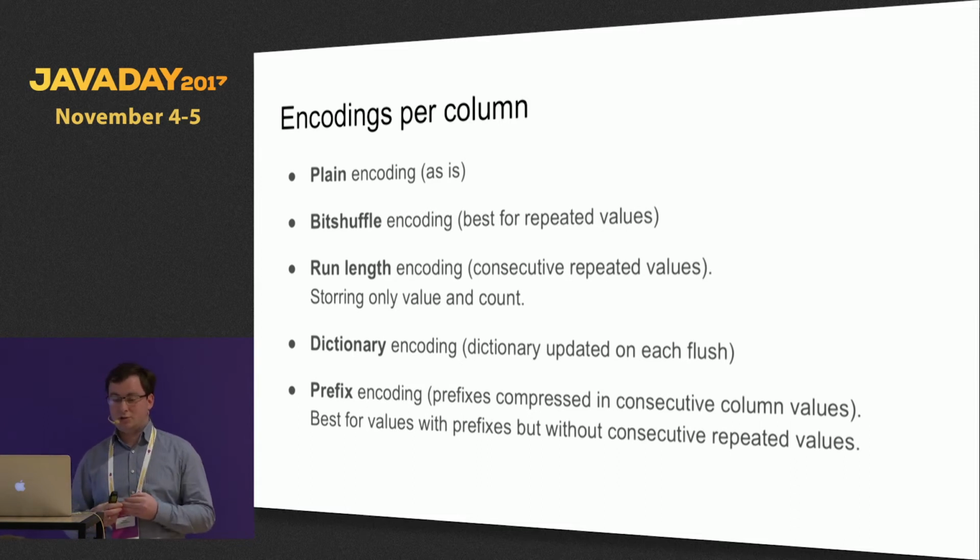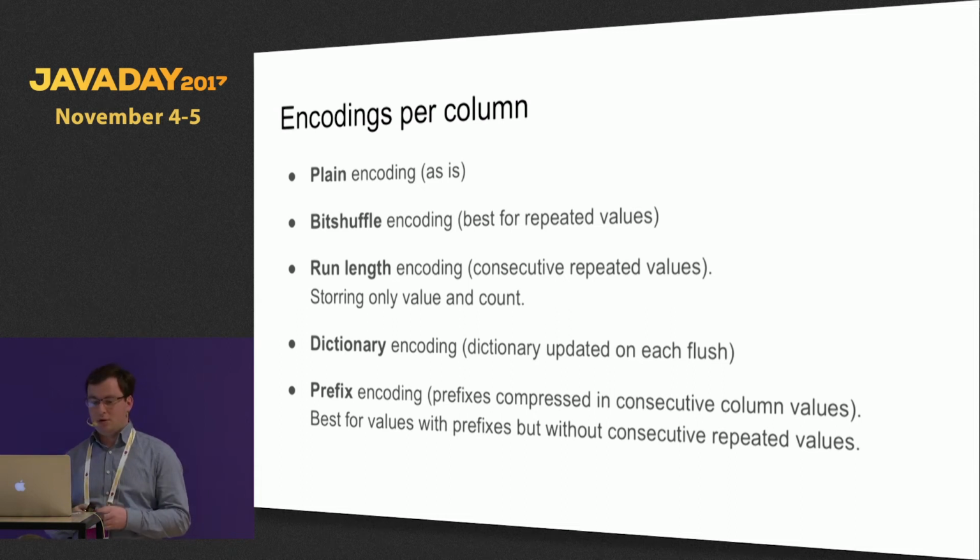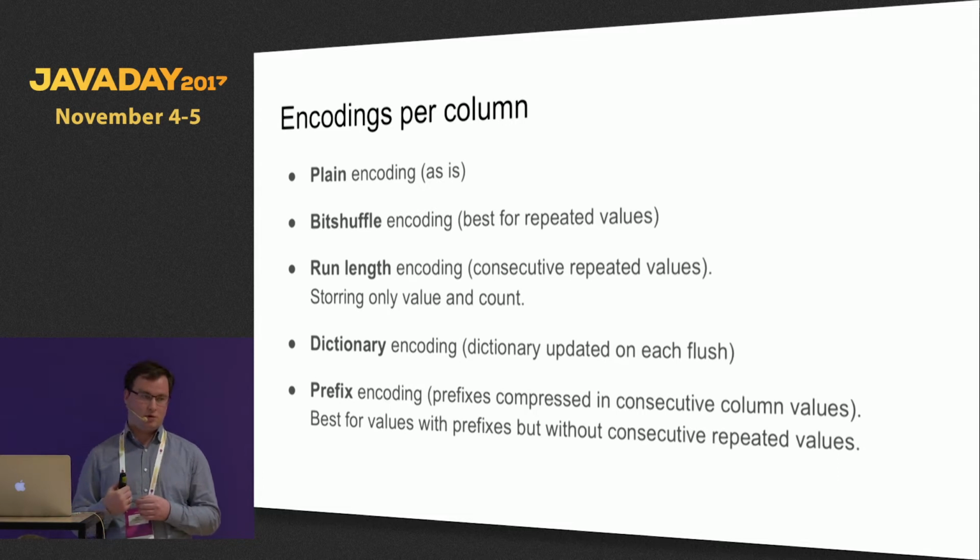Third one is run length. It's very good for repeating values, so it's not storing them at all. It's just a pointer that this information is similar to the previous one. That's all. And the fourth one is dictionary. So you create, it's like an enum in Java, and that's all. And the last one is prefix. So if we have some prefix in different regions, we could just use this prefix and not store it at all in our database. It's also very useful.